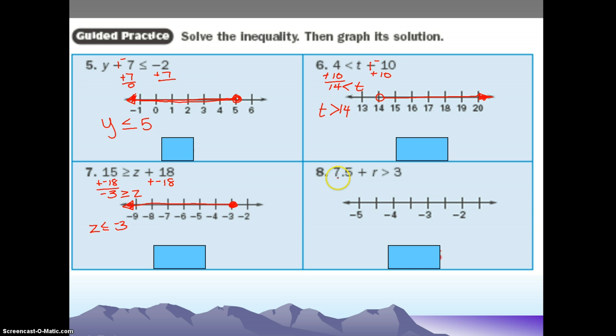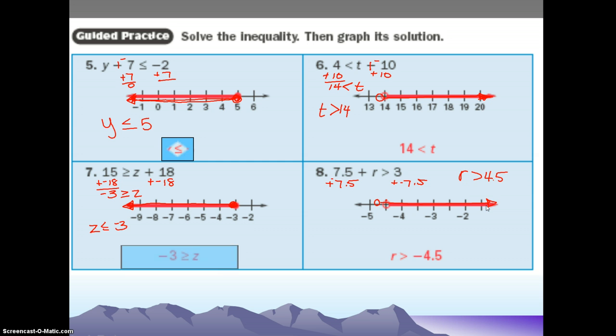Number 8, we need to clear 7.5, 7 and 5/10, plus r. We subtract 7.5. I do like to say adding negative. We get r is greater than 4.5. Put a dot, it's open. Again, your dot should be right in between where the two lines meet at that intersection. R is greater, which is right.